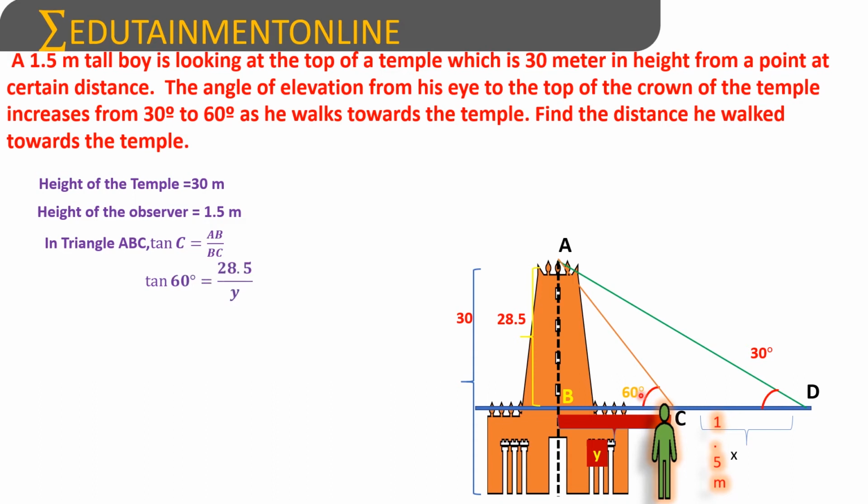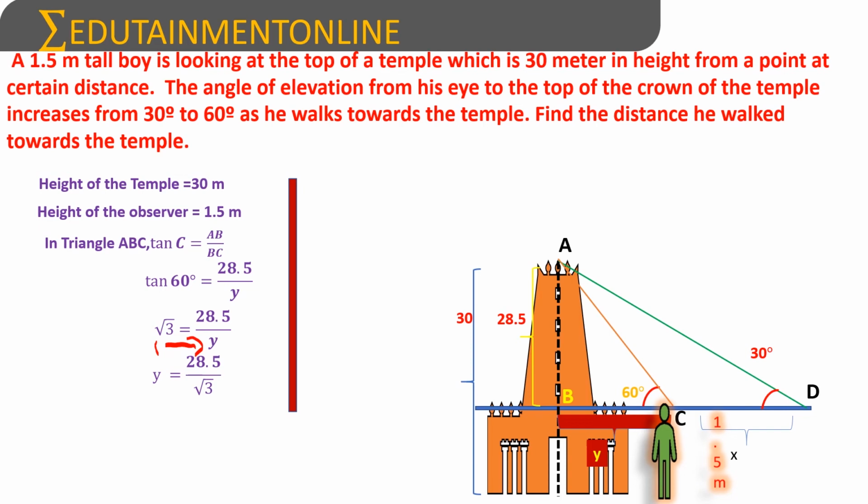So tan 60 degrees is equal to AB by BC. We know that AB is equal to 28.5 and BC we are considering as y. We know that the value of tan 60 is root 3. So root 3 is equal to 28.5 by y. Cross multiplying, y is equal to 28.5 by root 3.